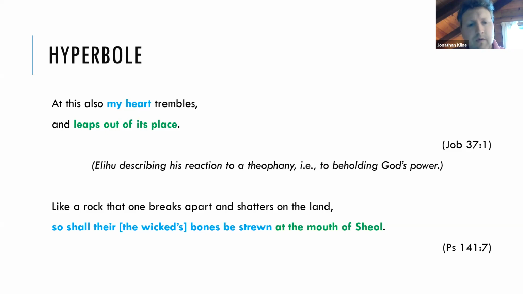Psalm 141:7: "Like a rock that one breaks apart and shatters on the land, so shall there, that is the wicked's bones, be strewn at the mouth of Sheol." Sheol is the grave, or the netherworld. So after the wicked die, they're buried or placed on the ground or in the ground. But it's hyperbolic. It says they're strewn at the mouth of Sheol, the very mouth of the netherworld. So it's just a very poignant image of the destruction of the wicked.